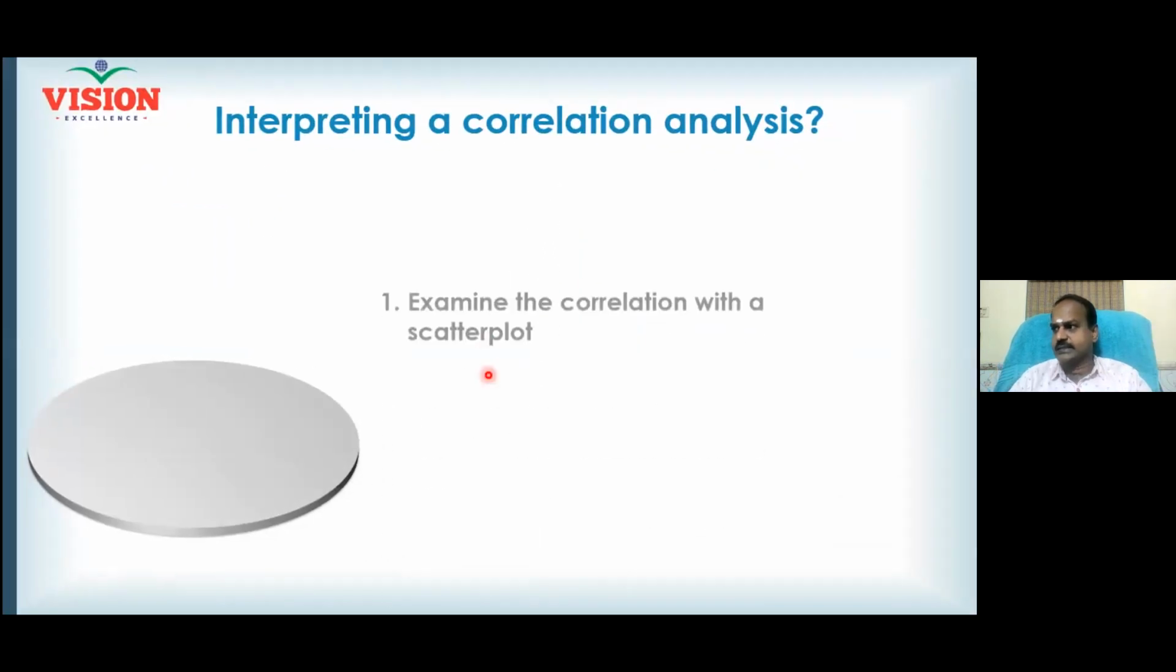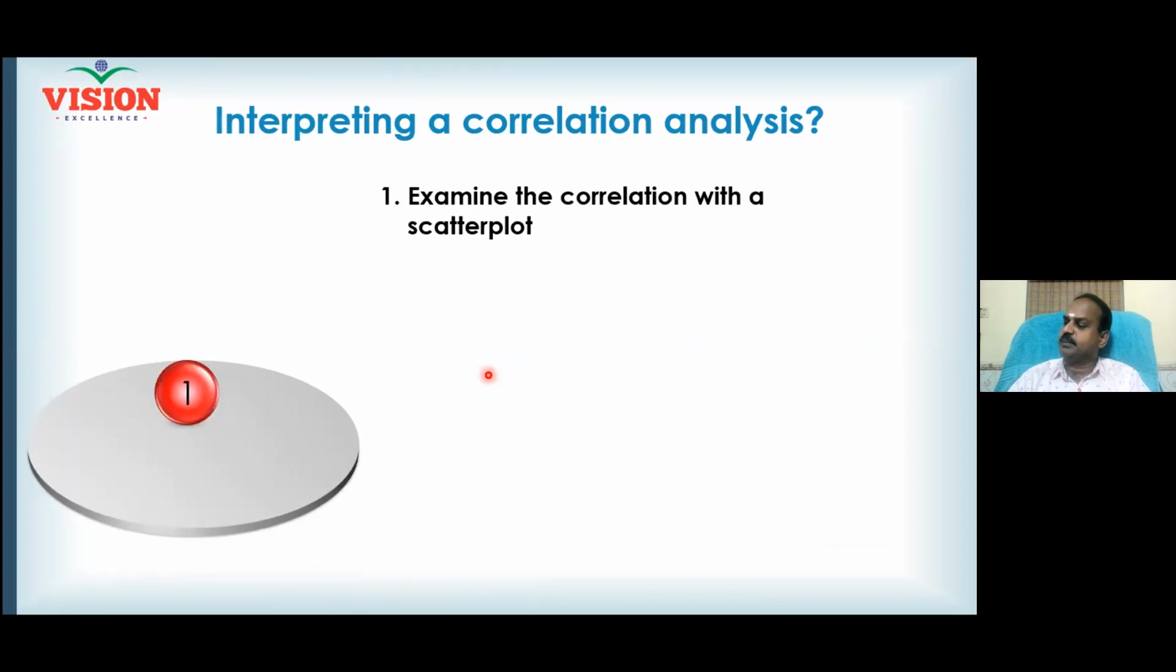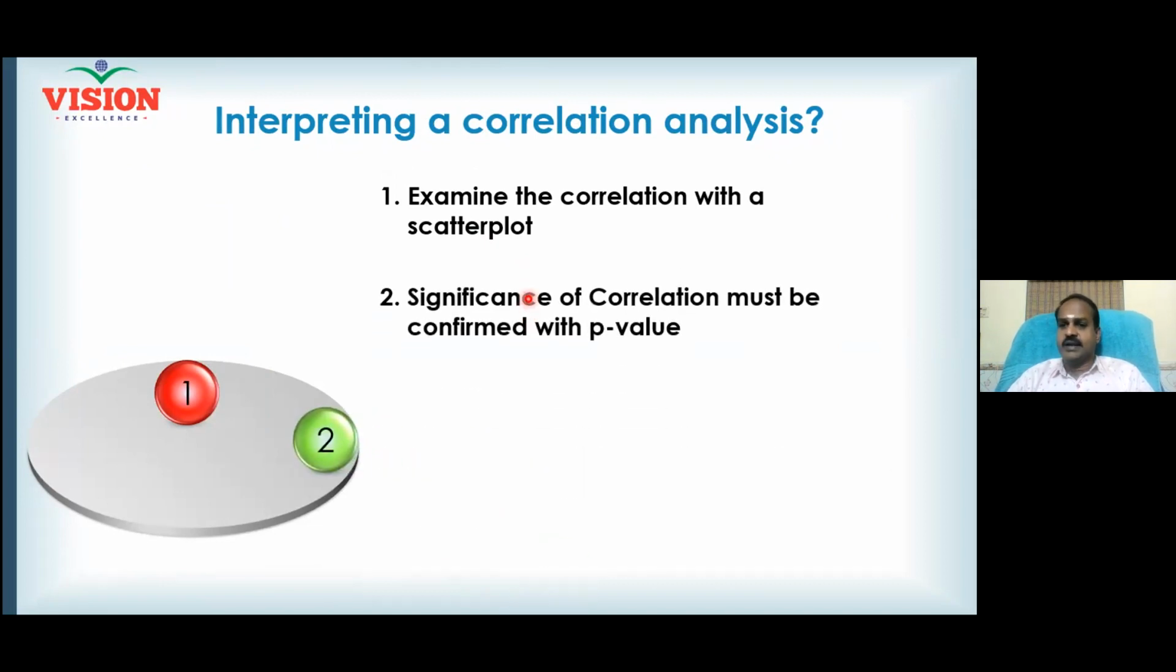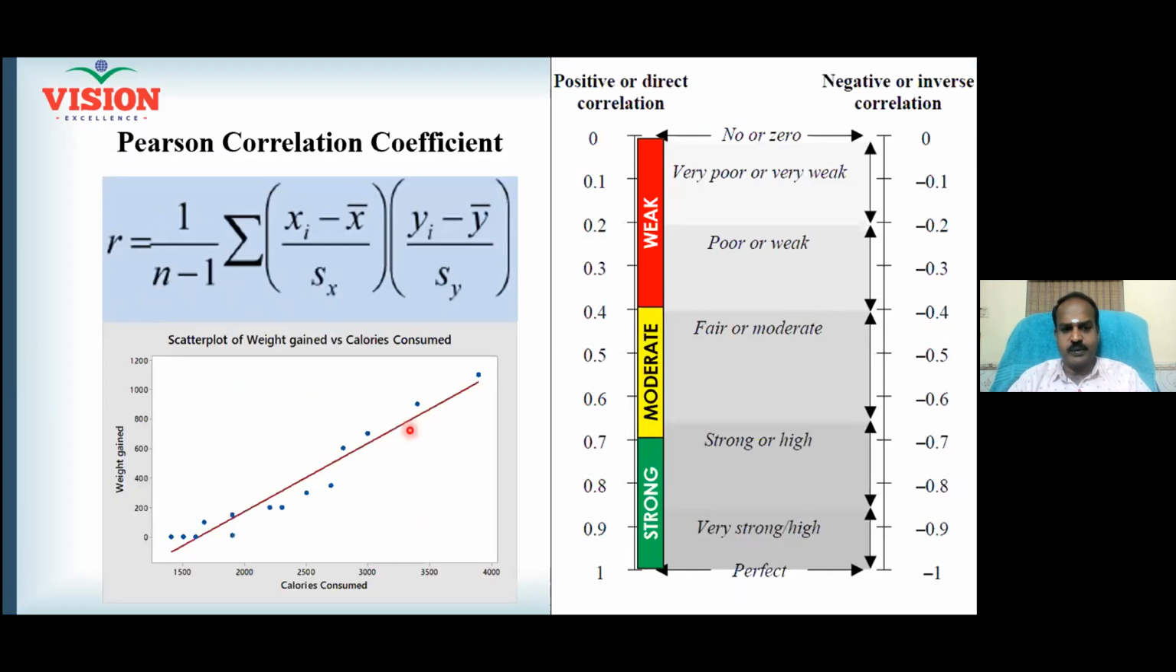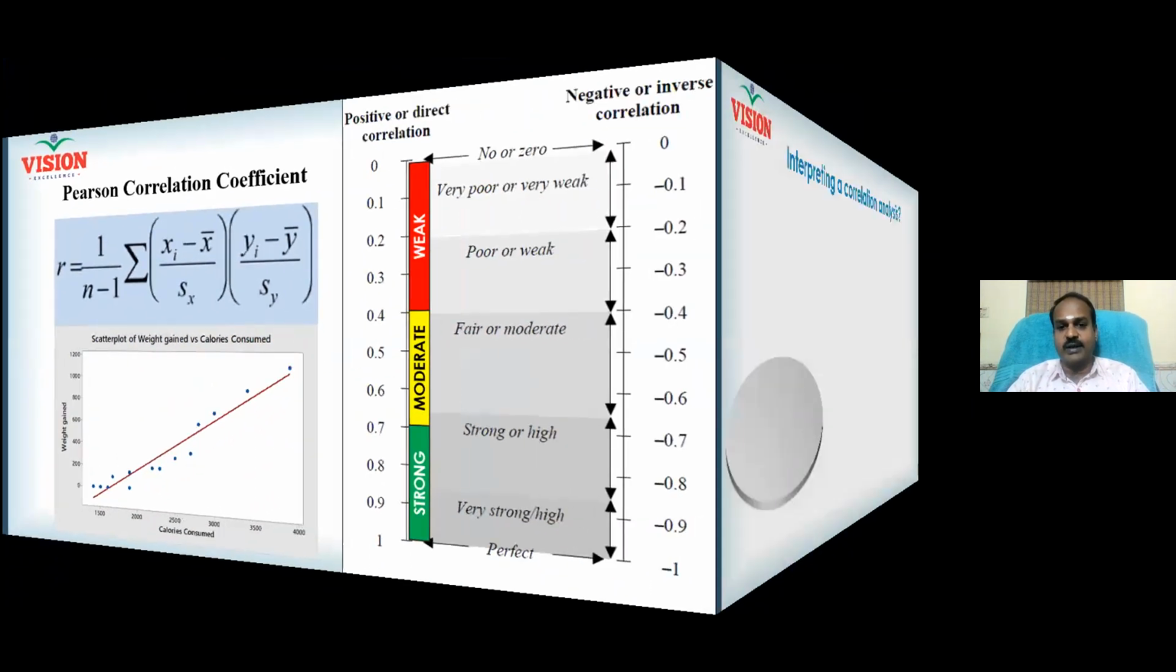How to interpret a correlation analysis? Before interpreting a correlation report, you must have a scatter diagram in your hand. You must have a scatter plot, right? So plot the scatter diagram, then calculate the R value, then interpret. And always the significance of any statistical study should be confirmed with the p-value. See here, how many points have we taken? Near about 10, 12 points. Do these 10, 12 points give a statistically significant finding or not? That will reflect in your p-value.